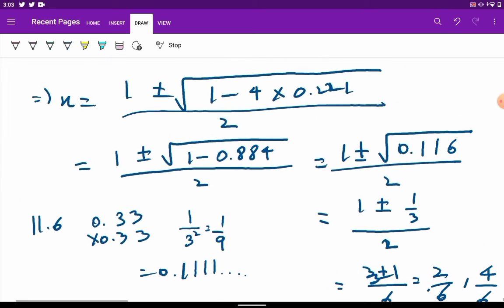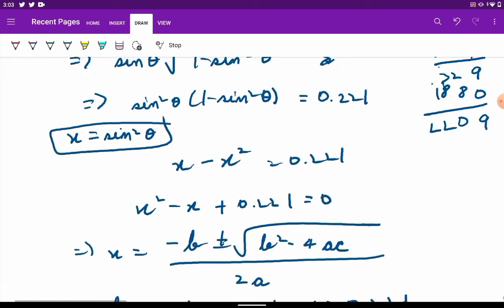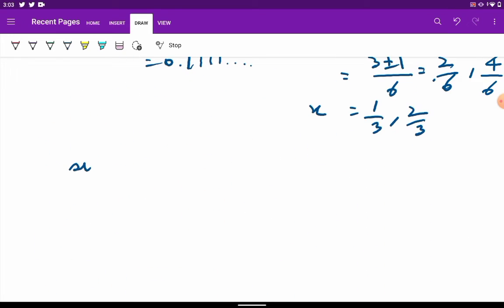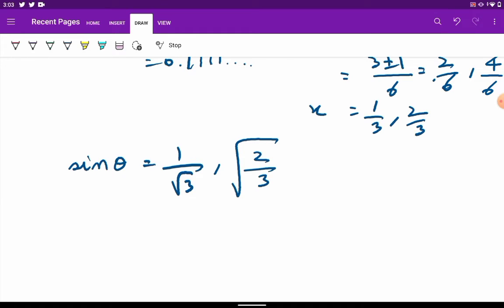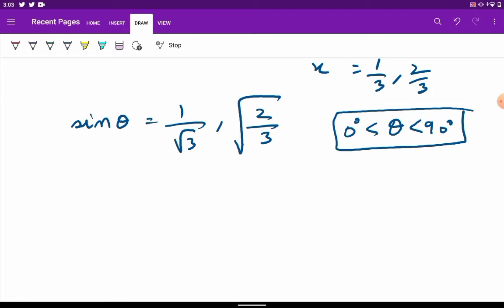So this is your x, right? And x is nothing but sine square theta. So sine theta could be either 1 by root 3 or root over 2 by 3. Now we are ruling out sine theta to be negative because theta, the angle of projection, lies between 0 and 90 degrees. This is for sure. Yeah. So this is the thing.